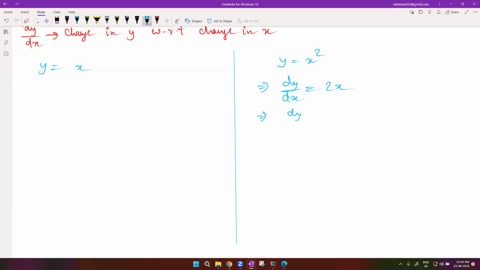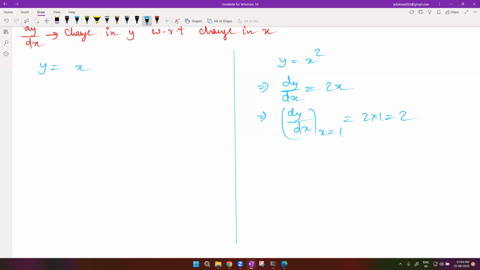For example, if I want to find out the value of dy by dx at a certain value of x, then I can find that. I just have to put that value. So if I want to find out the value of dy by dx at x is equal to 1, I would write it like dy by dx at x is equal to 1. We will put the value for x, and you will get the answer, right?